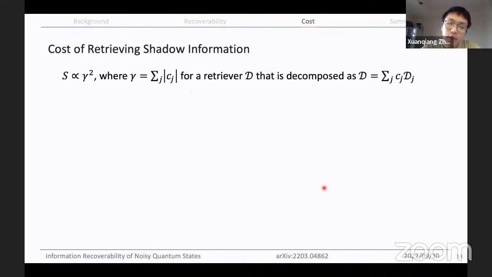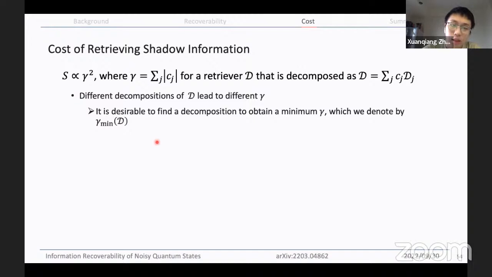And even if we have the information on the quantum channel and observable, the values of gamma can vary. So there are two important factors that affect the values of gamma. First is that a retriever D has different decompositions, and different decompositions will lead to different values of gamma. So it is desirable to find a decomposition of the retriever to obtain a minimum gamma, and we denote this minimum gamma as gamma minimum of the retriever.